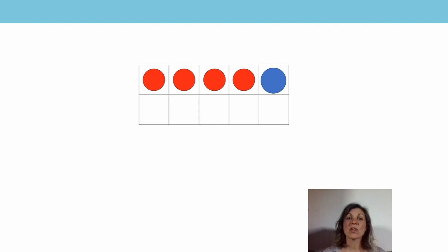How many counters are there altogether? That's right, there are 5 counters altogether. And how many of the counters are blue? Yes, one of the counters is blue. So what would the equation be to work out how many red counters there are?